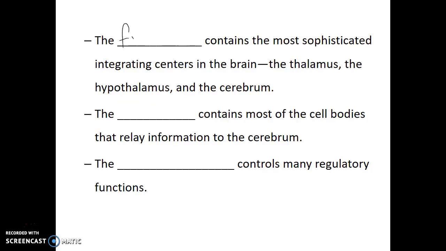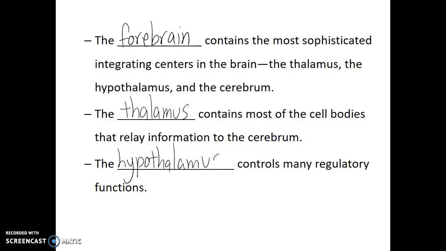The forebrain contains the most sophisticated integrating centers in the brain: the thalamus, the hypothalamus, and the cerebrum. The thalamus contains most of the cell bodies that relay information to the cerebrum, whereas the hypothalamus we discussed quite a bit in response to the endocrine system. The hypothalamus controls many of the regulatory functions of the body.